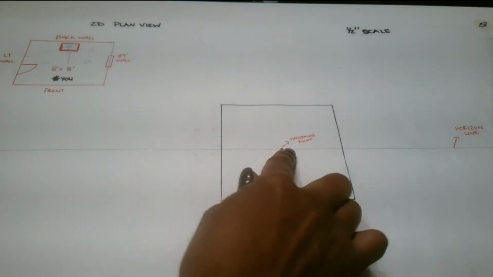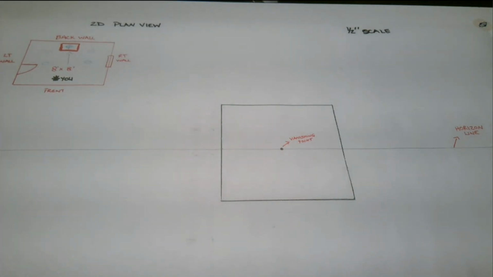Having your horizon line and your vanishing point are the two most important line and point you need to complete a successful 1-point perspective or any other perspectives. When you are doing 2-point perspective, you will have 2 vanishing points in which your eye will meet in 1 horizon line.